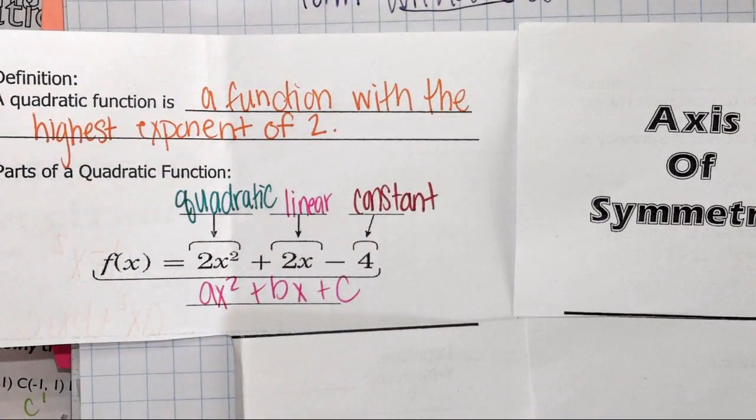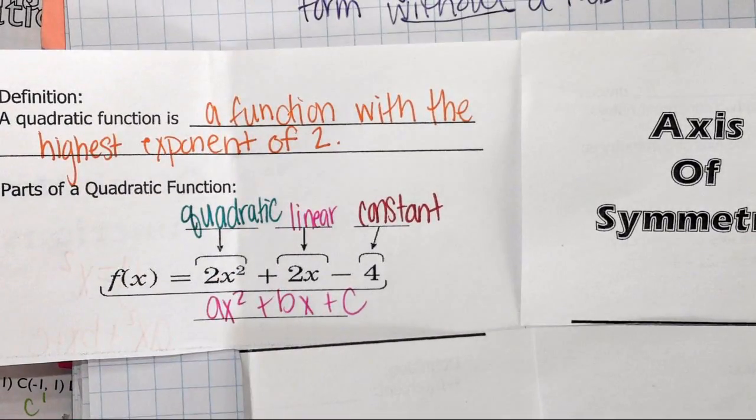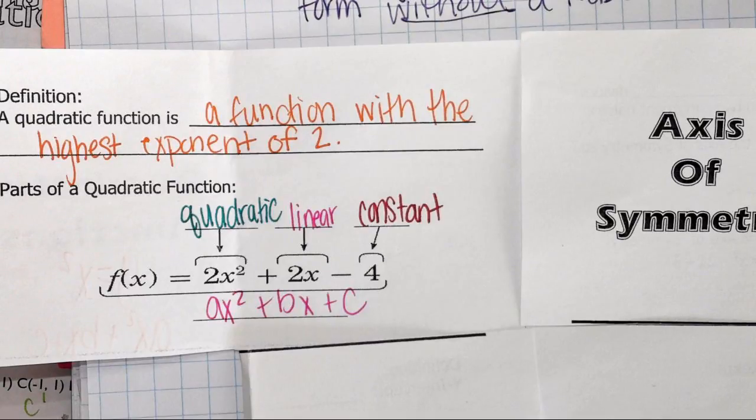So what's our a in this quadratic? 2. 2 is our a. What is our b? 2. And what is our c? Negative. Good.